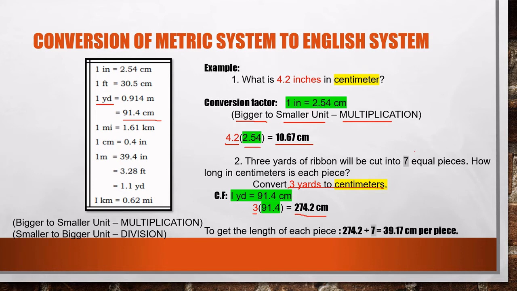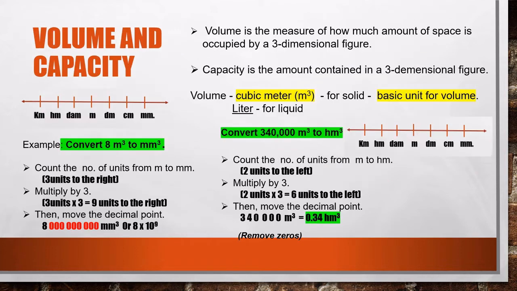Now, to get the length of each piece, we need to divide this by 7 because in the problem, we have 7 equal pieces. The quotient is 39.17 centimeter per piece. So this will be your answer. Okay, remember, when you are converting from bigger to smaller unit, use the operation of multiplication. And if we are converting from smaller unit to bigger unit, then use the operation of division. Okay?